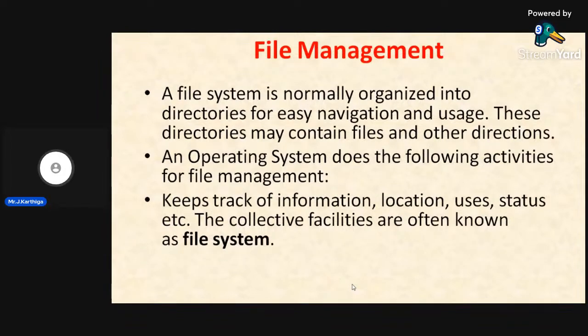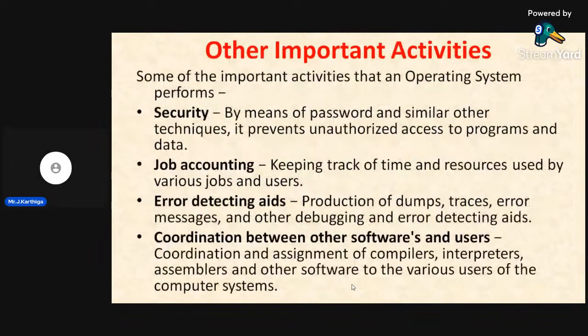Another one is file management. A file is a collection of information, also called a record. A file system is normally organized into directories for easy navigation and usage. The OS does the following activities for file management: keeps track of information, location, user status, etc. The collective facilities are often known as the file system. These managements are all done and controlled by the OS. The OS is the system software interface between both the hardware and the user.